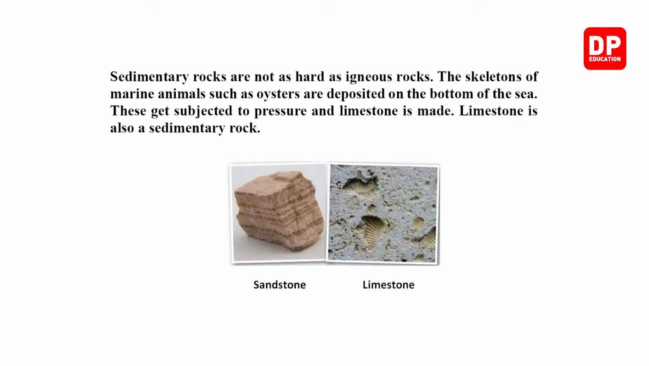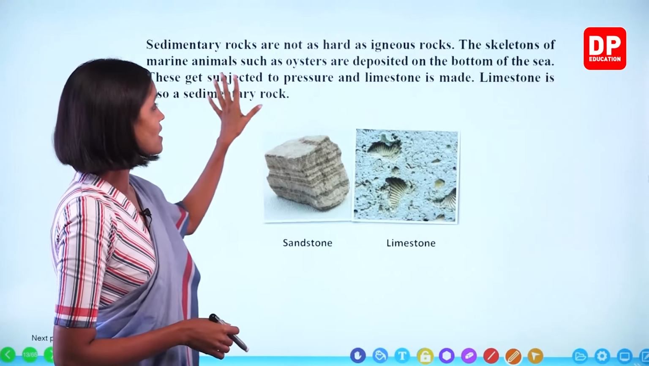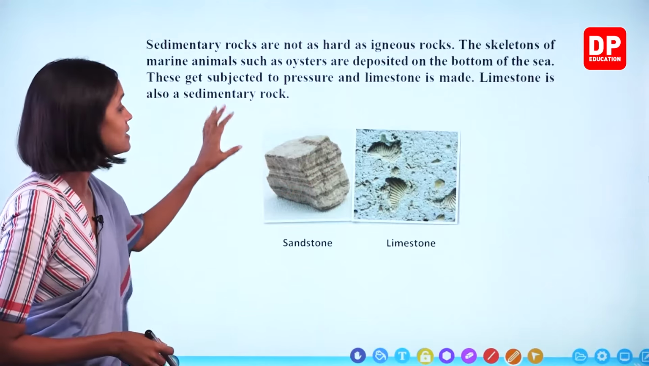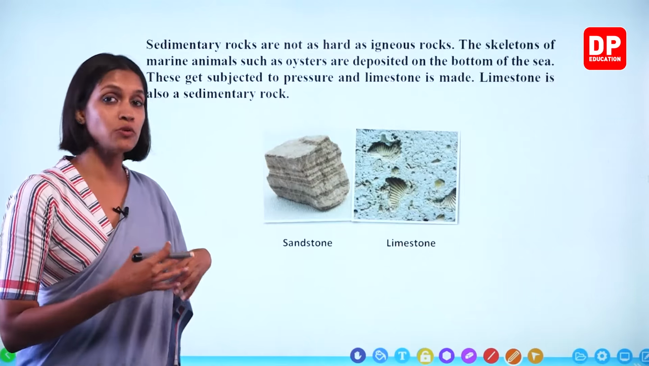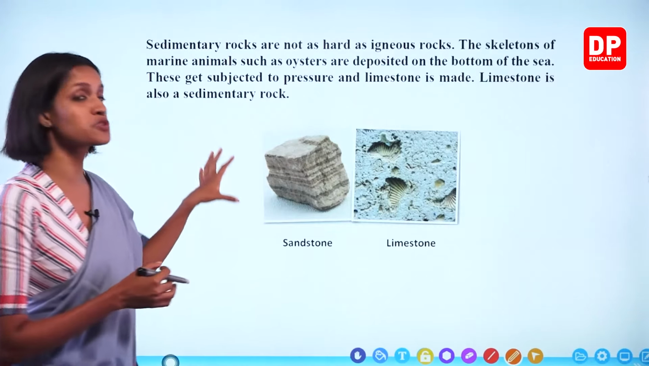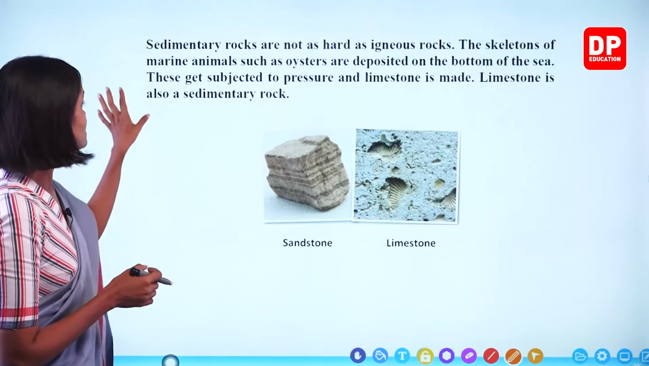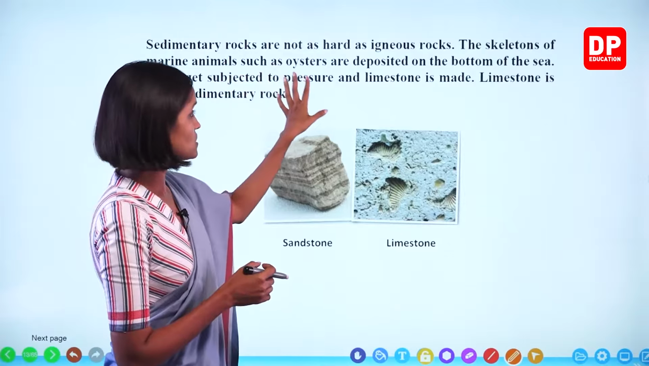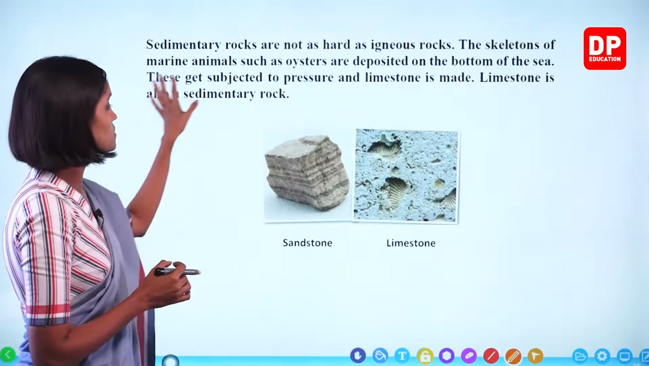Sedimentary rocks are not as hard as igneous rocks. The skeletons of marine animals such as oysters are deposited on the bottom of the sea. These get subjected to pressure and limestone is made. Earlier I told you all, limestones are made by compression of animals' bones, skeletons. So basically limestones contain a lot of calcium because bones are made up of calcium. Limestone is also a sedimentary rock.